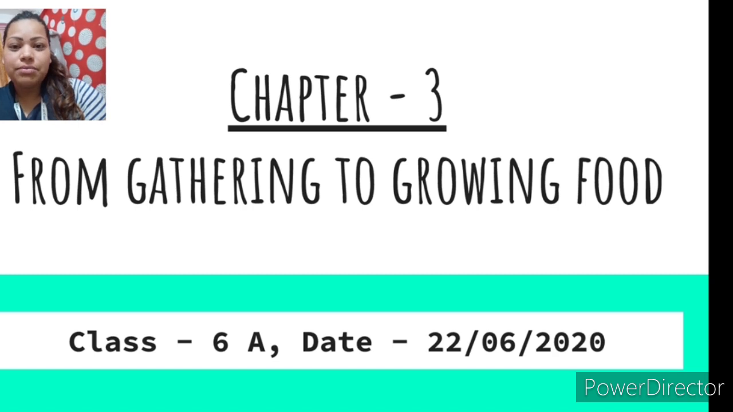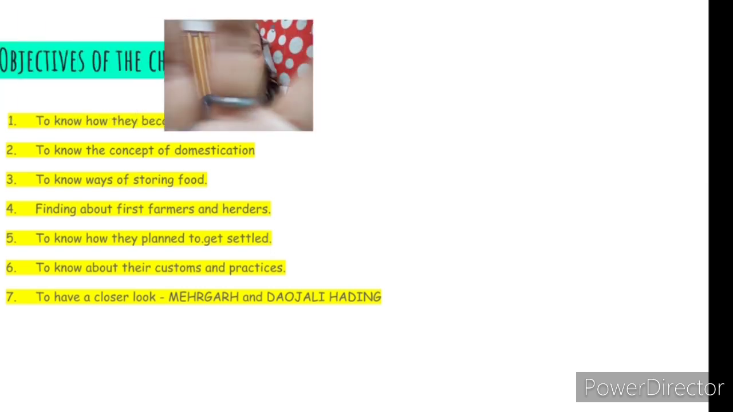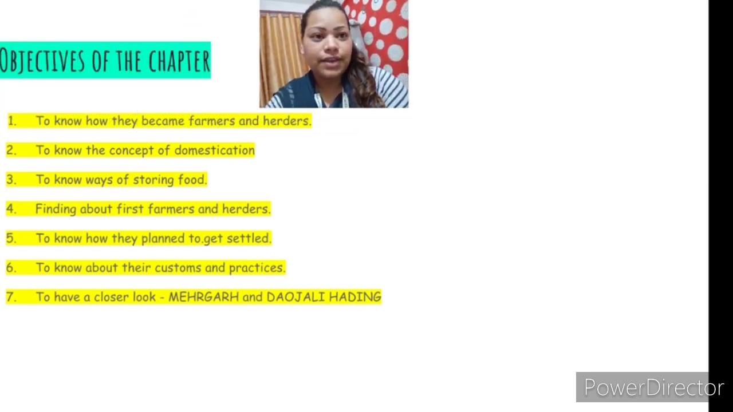So we have completed our second chapter from history, and today I have shared with you the PDF of the question answers, and also we'll be starting with a new chapter, that is from gathering to growing food, right? So these are the objectives of the chapter, as you can see here.